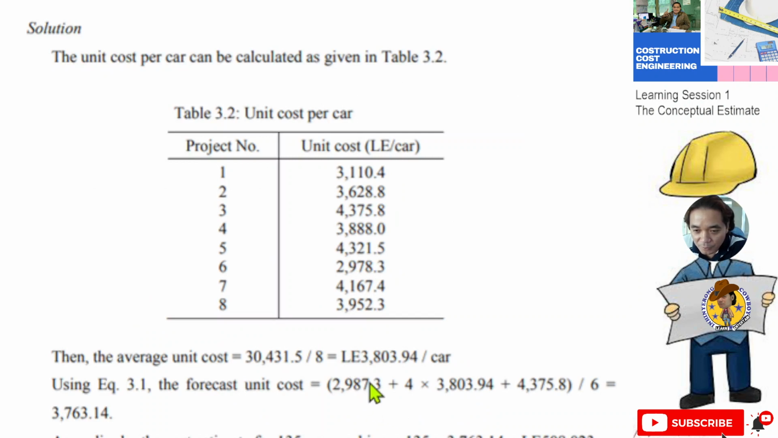The minimum is 2987. Plus 4 times 3803, which is the average. Then this one is the maximum. As you can see, project number 3 has the maximum of 4375.8. Then you calculate all of this, and the answer will be divided by 6 as per our formula. Then the answer is 3763.14. Accordingly, this is the unit cost estimate for the 135-car parking.